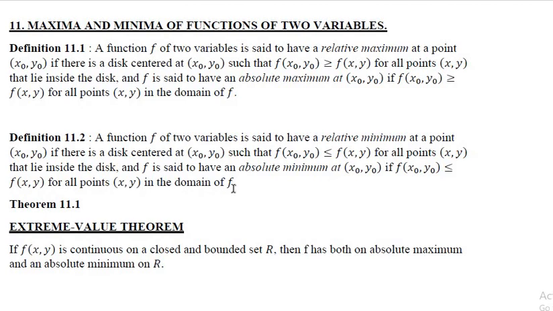So these are the definitions of relative extrema, relative maxima, relative minima. Similarly, absolute extrema, absolute maxima, absolute minimum. Now we can see the extreme value theorem. If f of x, y is continuous on a closed and bounded set R, then f has both an absolute maximum and absolute minimum on R.